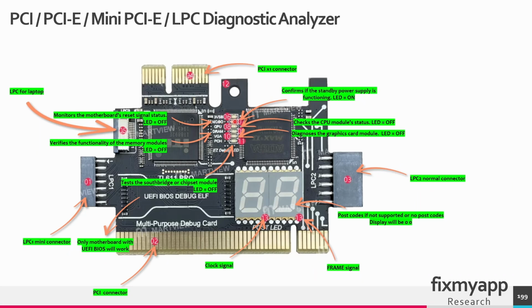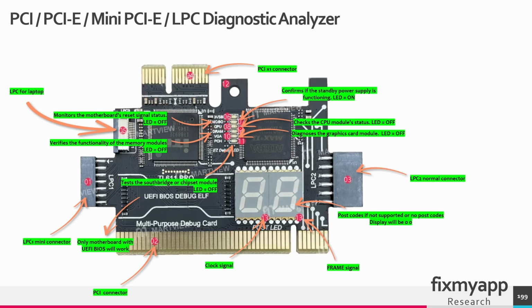The first LED is a 3-volt standby power indicator. So this confirms if the standby power is functioning. So this LED is on. Then we have the motherboard reset signal. And if the motherboard is in a reset state, this LED indicator is turned on. In a normal situation, this LED has to be turned off.